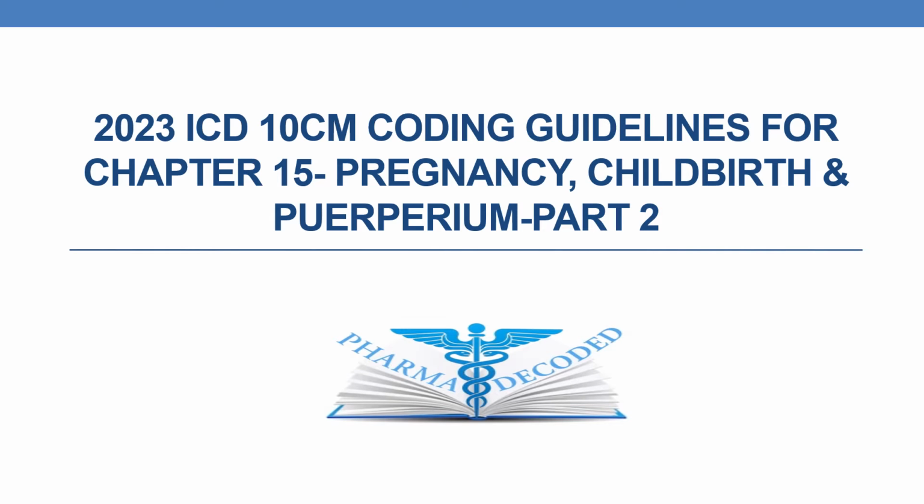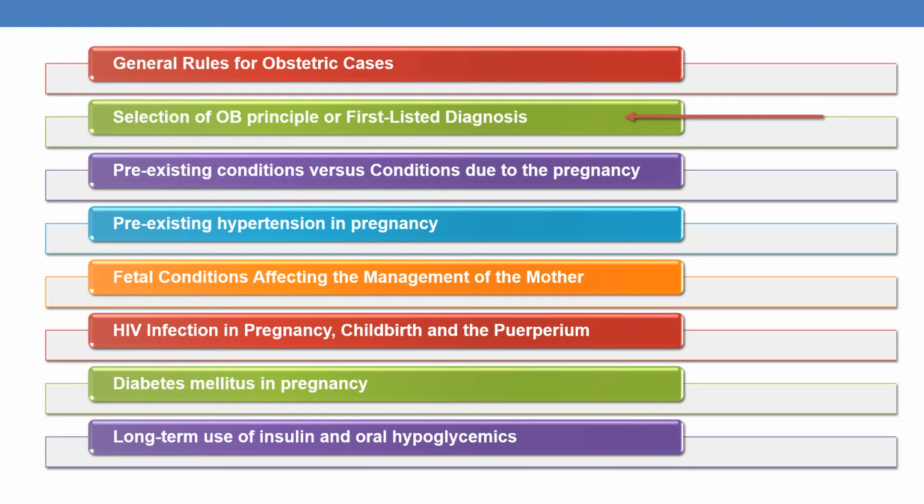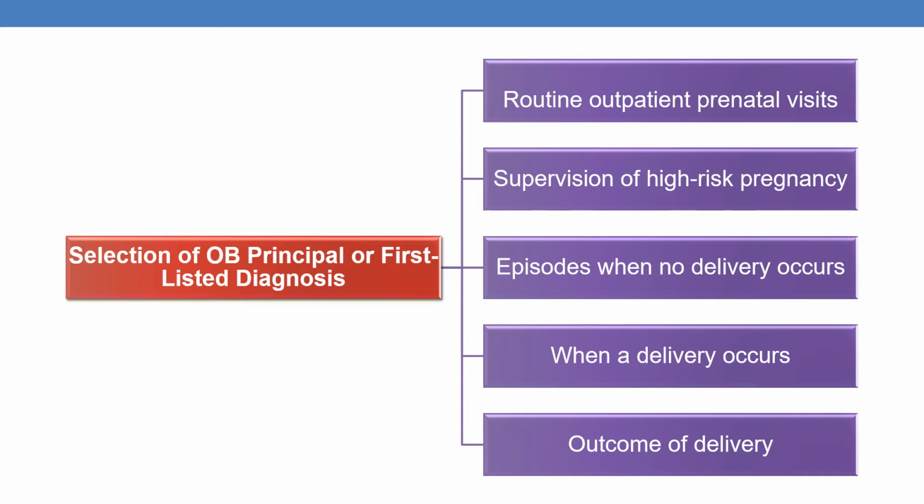Hello everyone, now let us discuss the 2023 ICD-10-CM coding guidelines for Chapter 15, part 2. In the previous session, we discussed the general rules for obstetric cases. In the current session, we will be focusing on the selection of OB principal or first listed diagnosis.